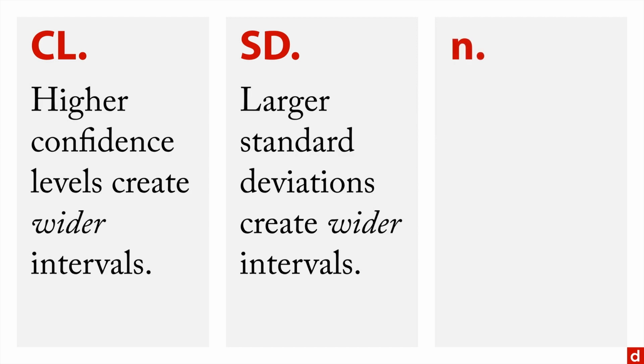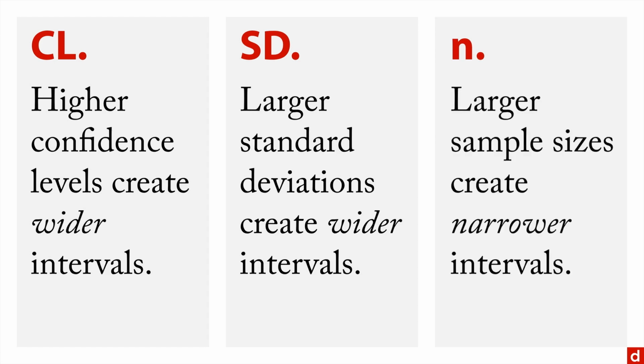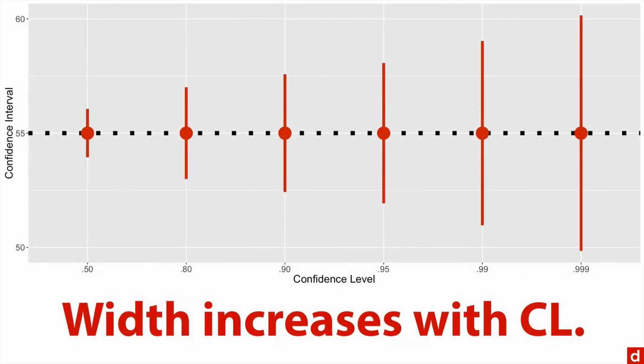And then finally, there's the N, or the sample size. This one goes the other way. Larger sample sizes create narrower intervals. The more observations you have, the more precise and the more reliable things tend to be. I can show you each of these things graphically. Here we have a bunch of confidence intervals where I'm simply changing the confidence level from 0.50 at the left side up through 0.999. And you can see it gets much bigger as we increase.